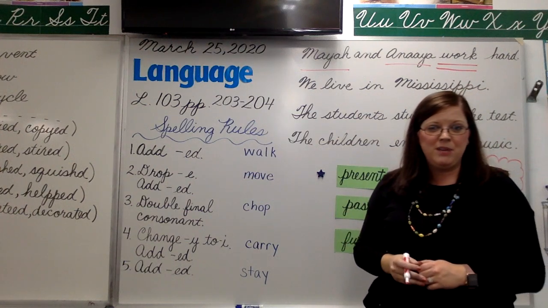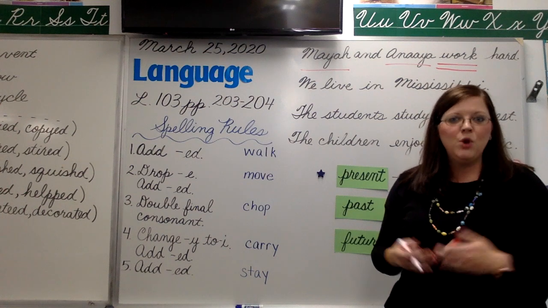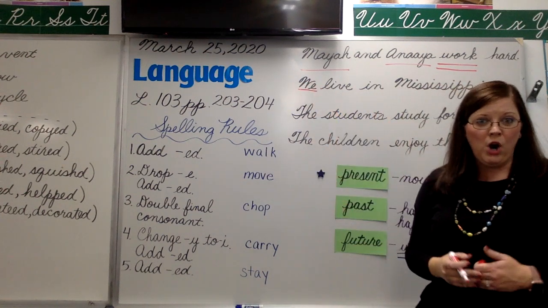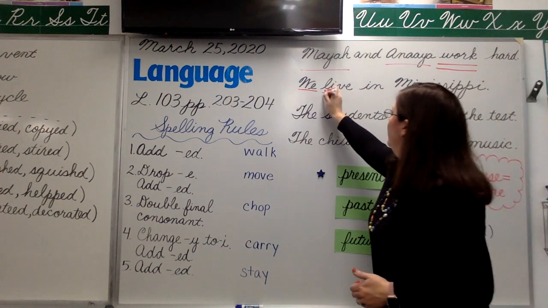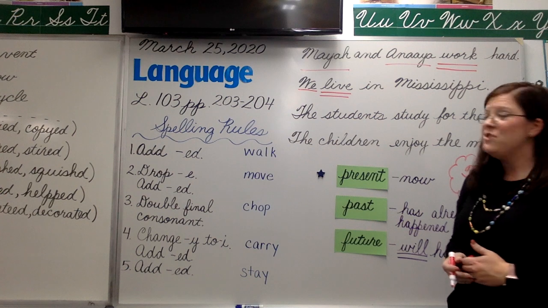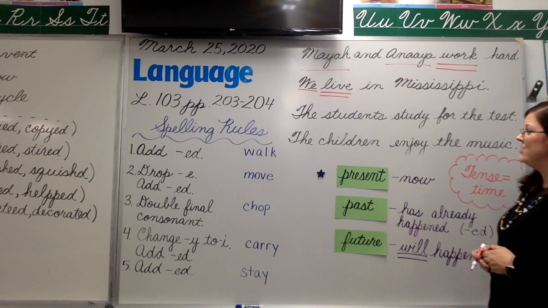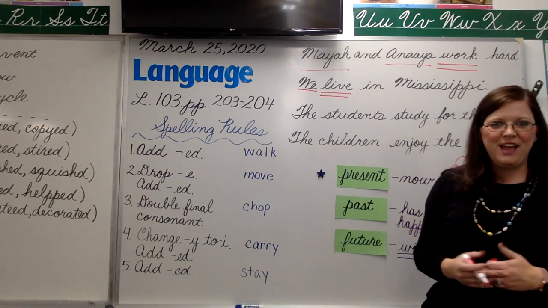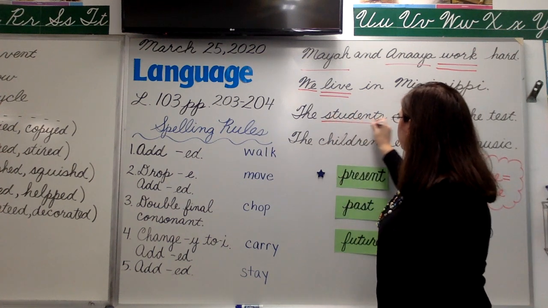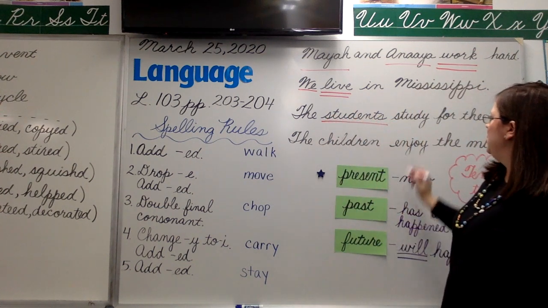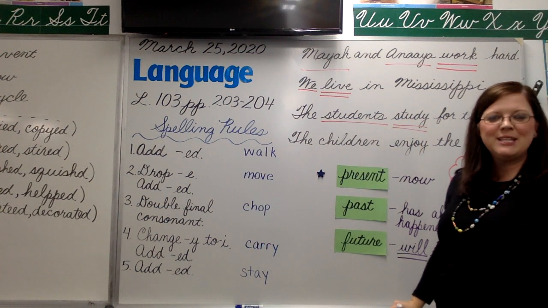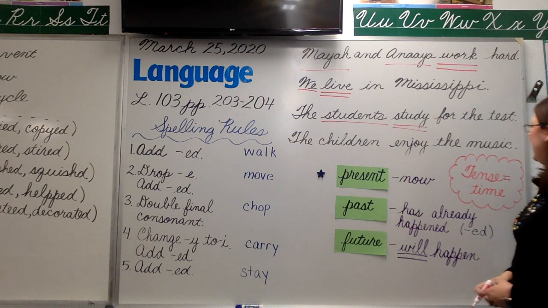The next sentence. We live in Mississippi. Who or what live in Mississippi? We do. We is the subject. What are we doing? We live is our action verb. Sentence number 3, the students study for the test. Who or what is the star of that sentence? You are, the students. What are you doing? Studying.